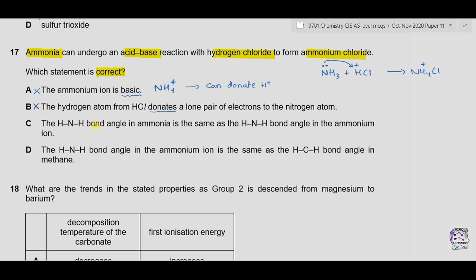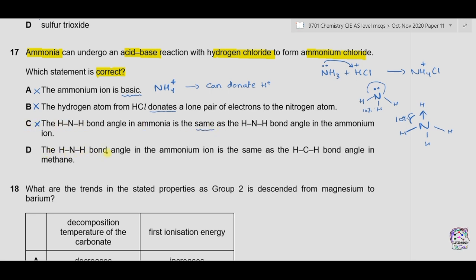C. The HNH bond angle in ammonia is the same as the HNH bond angle in the ammonium ion. In ammonia we can see that we have 3 single covalent bonds and 1 lone pair is present. So the bond angle is 107. While in the ammonium ion 4 bonds are present and no lone pair is present. So as there are 4 bonds, the bond angle is 109.5. So both bond angles are different. C is also incorrect.